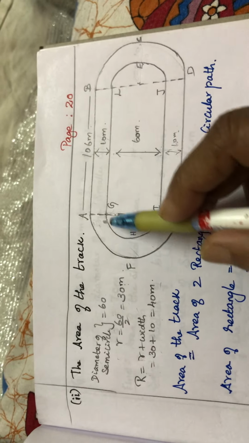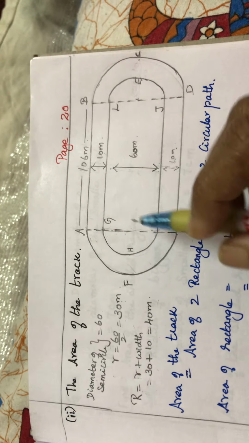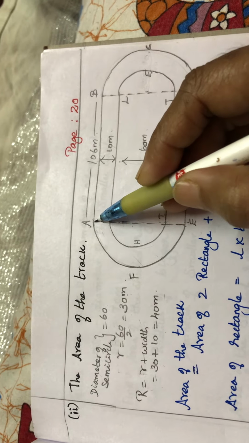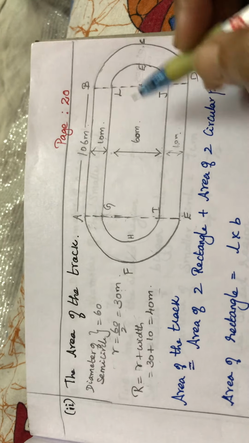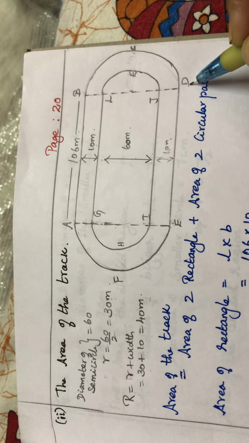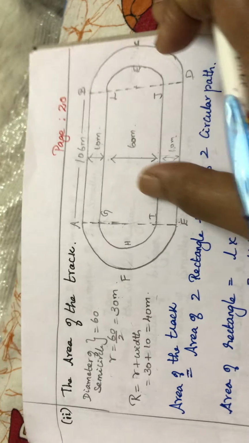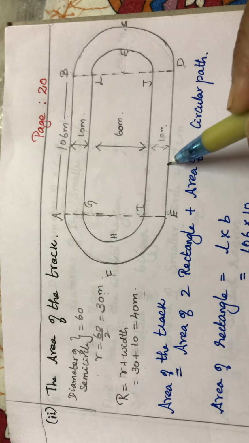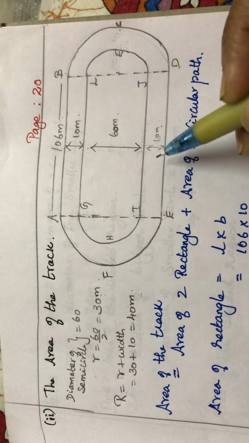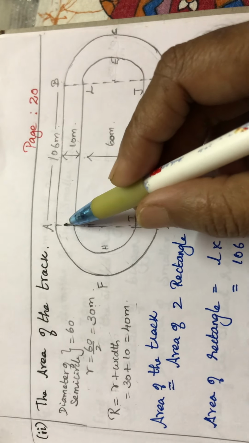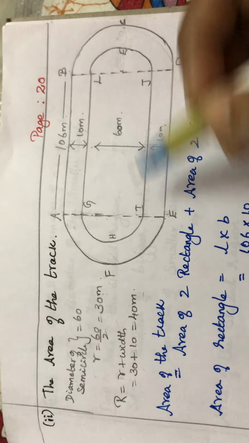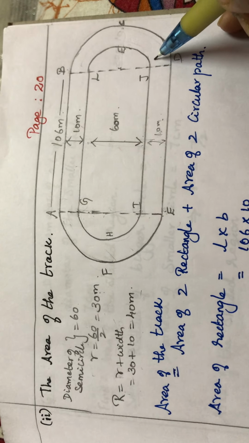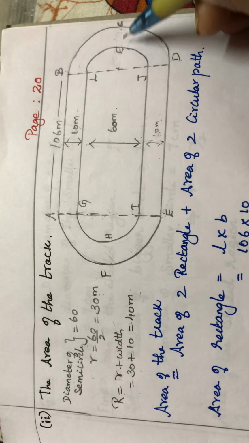Here the area of the track is nothing but, can you see I have joined one line A and E, and here B to D I have joined. Now this track is divided into 4 parts. This is one rectangular region, the first part, and this is again a rectangular region, the second part. And this part is again a semicircle, and this part is again a semicircle with 2 radii.